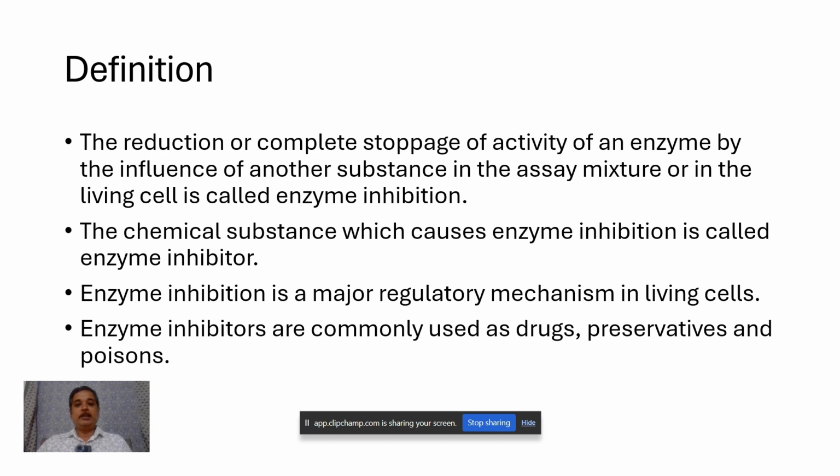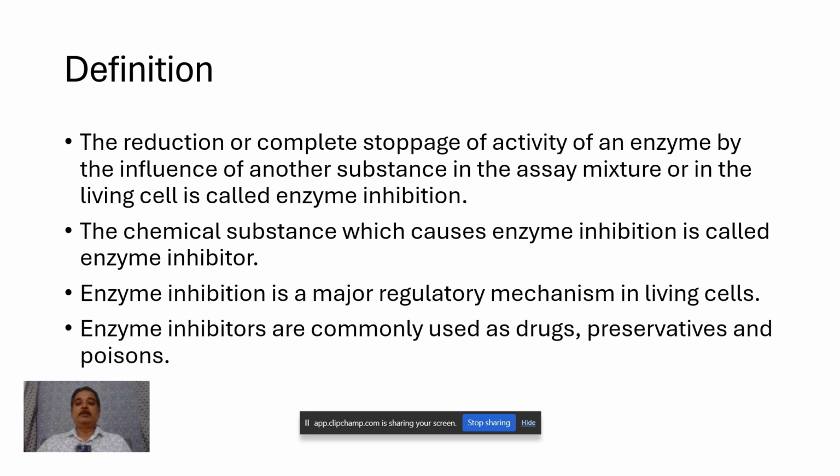Inhibition occurs either in laboratory practice where the enzyme is assayed as well as in natural cases in the living cell. It is essential. And the chemical substance which causes the enzyme inhibition is called the enzyme inhibitor. Enzyme inhibition is a major regulatory mechanism in living cells. For example, in metabolic pathways, some of the enzymes have this regulatory nature and they control the flux of the substances through this pathway.